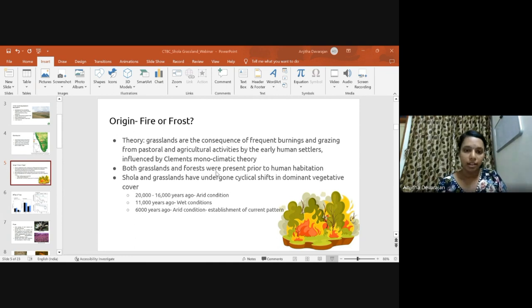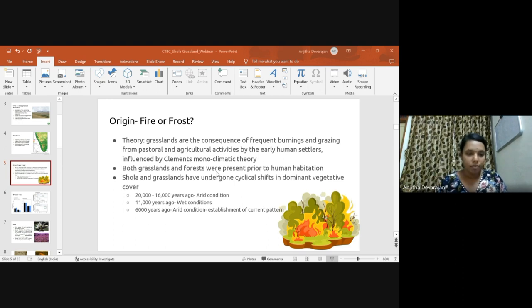So that was the earlier theory that human activities caused fragmentation of the forest and the formation of the grasslands. But later studies found that these grasslands and forests were present there even before human habitations actually started. So then they started asking how this happened naturally. There were a lot of other theories like the soil condition was different in the grassland and the Shola forest, like the soil depth and the nutrient conditions. They said that the Sholas formed where it was rich in nutrients and the soil depth was high, and grasslands formed where soil depth was low.